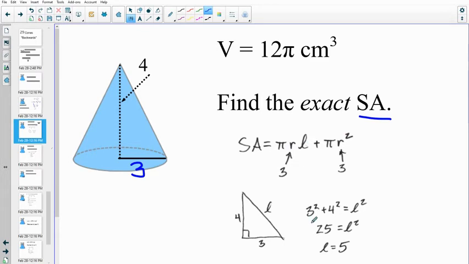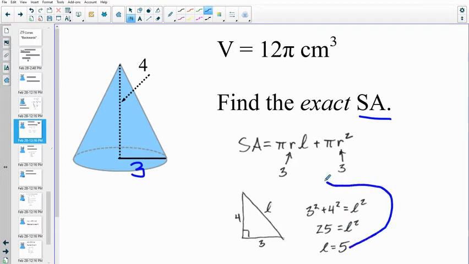So we go to the Pythagorean theorem and say a squared plus b squared equals c squared. In this case, 3 is the radius. That could be our a in the formula. 4 is the height. That can be our b. And then the hypotenuse is the slant height. And so 3 squared plus 4 squared equals the slant height squared. 3 squared plus 4 squared is 25. And if the slant height squared is 25, then the slant height must be 5.